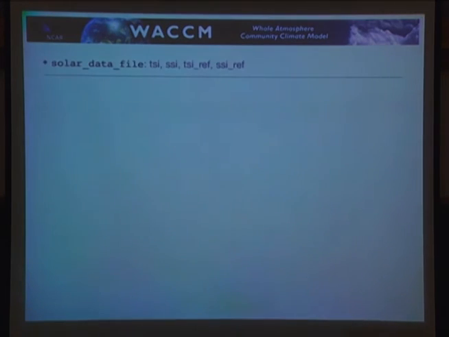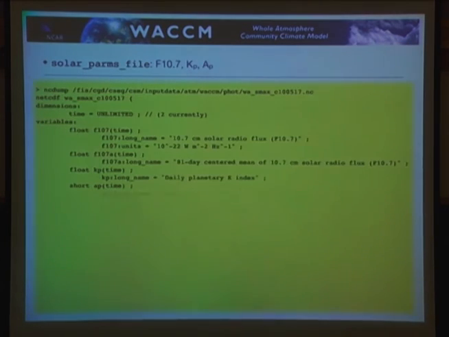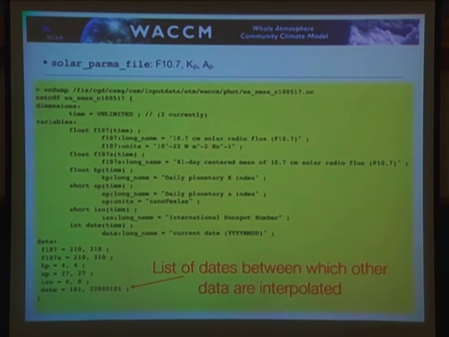So this example shows year 2200? No, that example shows a run with a fixed set of solar parameters that are set to a constant solar maximum condition. What this is saying is that for all dates between the year 0 and the year 2200, these are going to be the values, because this is the value at the beginning and this is the value at the end, and in between you interpolate.